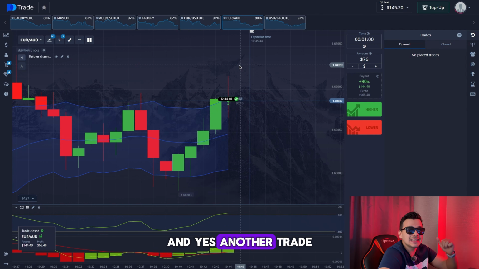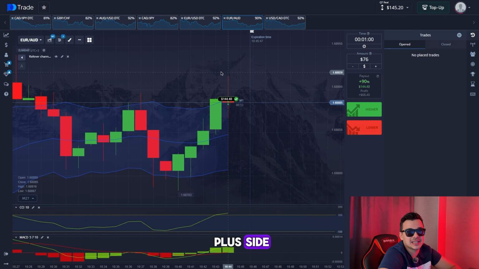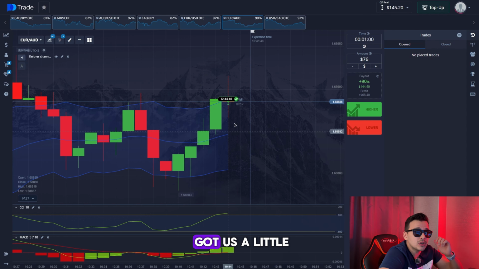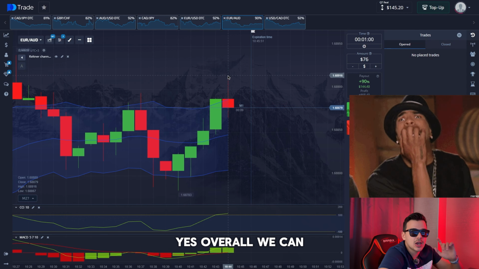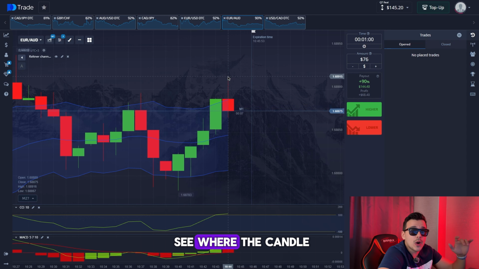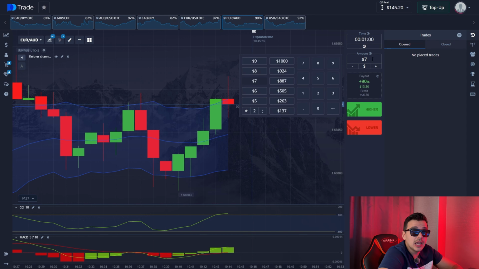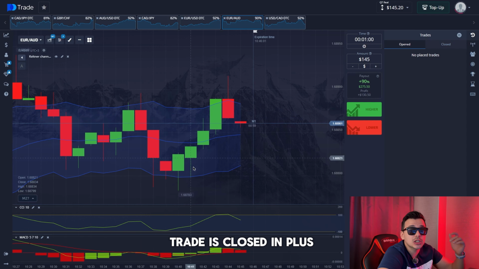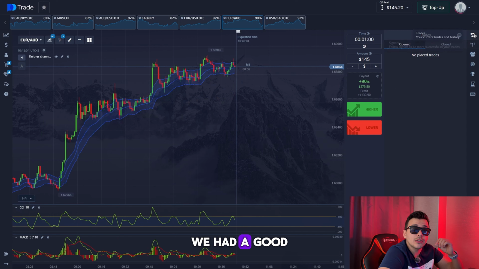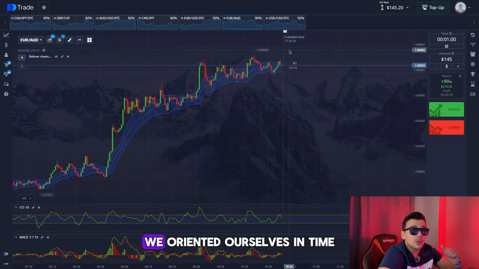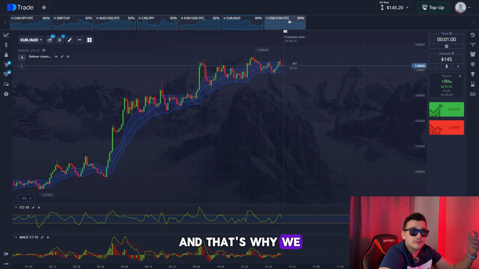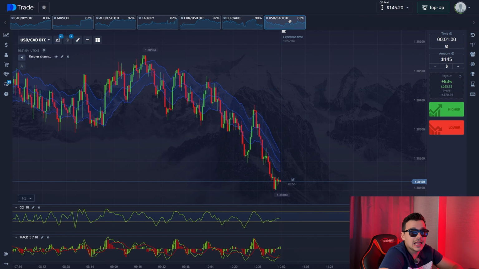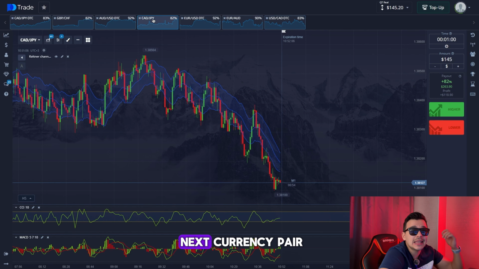And yes, another trade is closing in the plus side. The downward momentum has got us a little bit nervous. Yes, overall we can see where the candle has reached. Maybe we should have opened the trade a little bit earlier to close it more reliably, but in general the trade is closed in plus. We had a good opening level here. We oriented ourselves in time, and that's why we fixed the trade in plus. Let's continue trading and pick up our next currency pair.